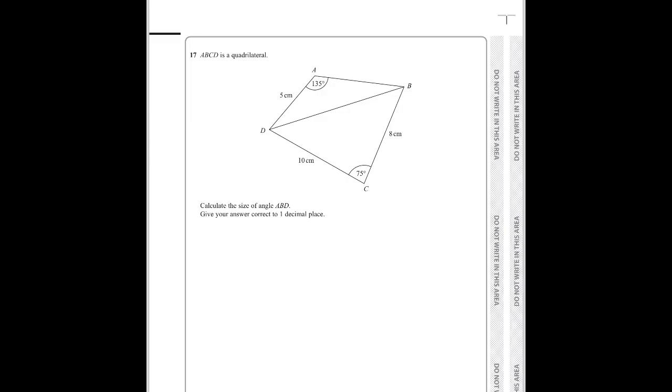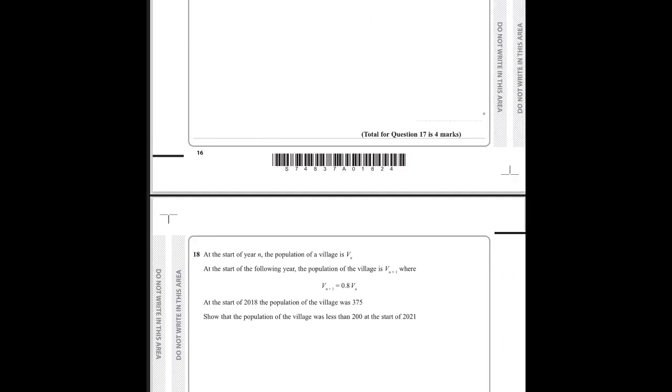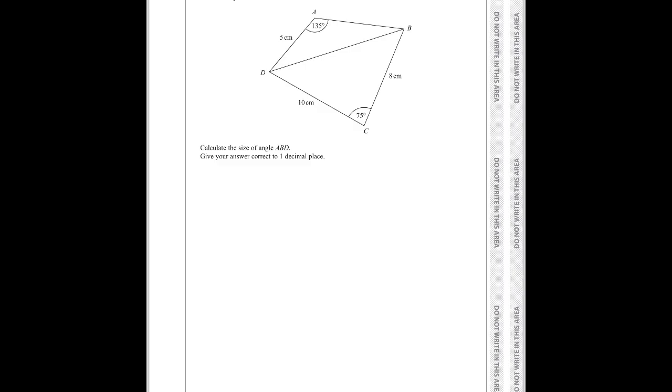Number 17. Oof. So it looks like a quadrilateral. We've got to work out the angle ABD. How are we going to do it? We're going to have to work out the length of this line first. If we ignore the top triangle and focus on that one, we're going to use the cosine rule. If I sketch out what's going on here, I want to work out that length. This one I know is 10.